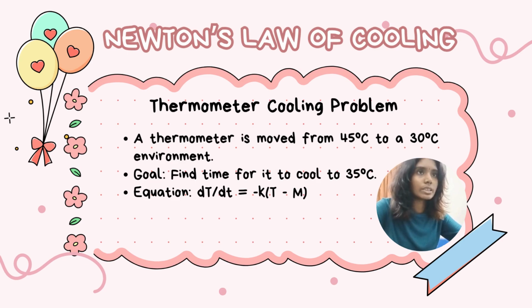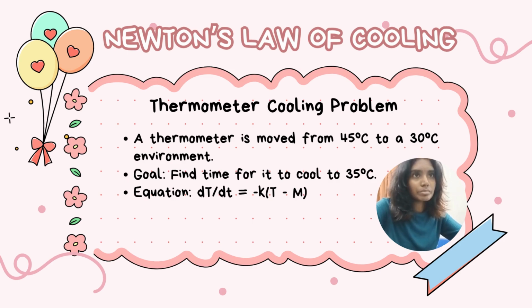The solution for this problem starts with Newton's cooling law: dT/dt equals negative k times (T minus 30 degrees). Using separation of variables, dT over (T minus 30) equals negative k dt. Integrating both sides, the integral of dT over (T minus 30) equals the integral of negative k dt.